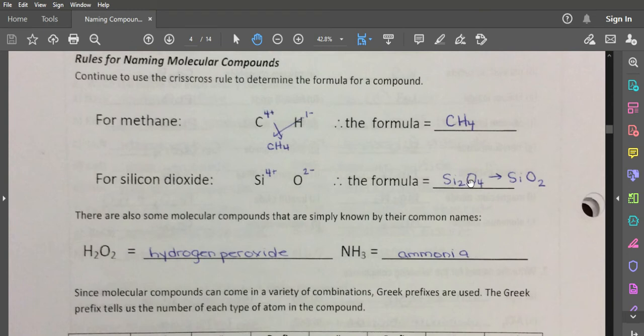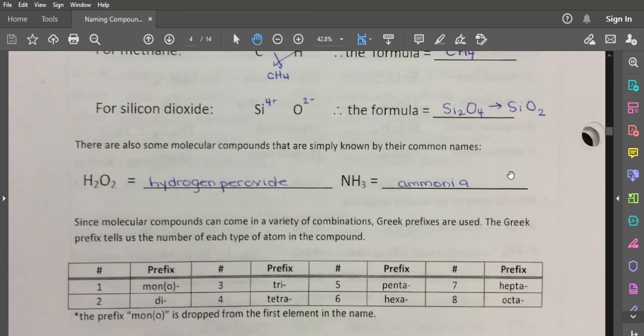We notice, hey, they're both even numbers that are divisible by 2. So why don't we divide them both by 2, the lowest common denominator, and just get SiO2 instead? Which kind of makes sense, right? We've got dioxide, so why would we have 4 oxygens for something that's dioxide? We only need 2. So some of this will make a little bit more sense in a way, but we have some extra rules.